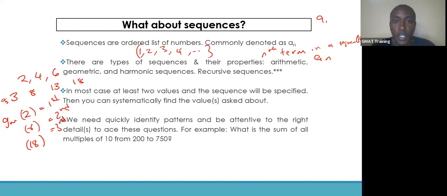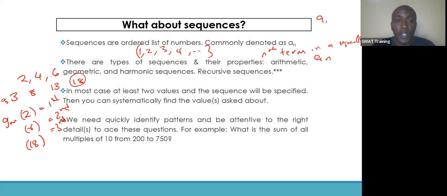Recursive sequences are not related to arithmetic, geometric, and harmonic sequences. These are sequences where a term is expressed in terms of the previous term. For example, 18 is expressed in terms of 13, 13 is expressed in terms of 8, and so on and so forth. So these are the types of sequences and their properties, and you need to know them. You can go through all the materials that you have and actually understand what these are.